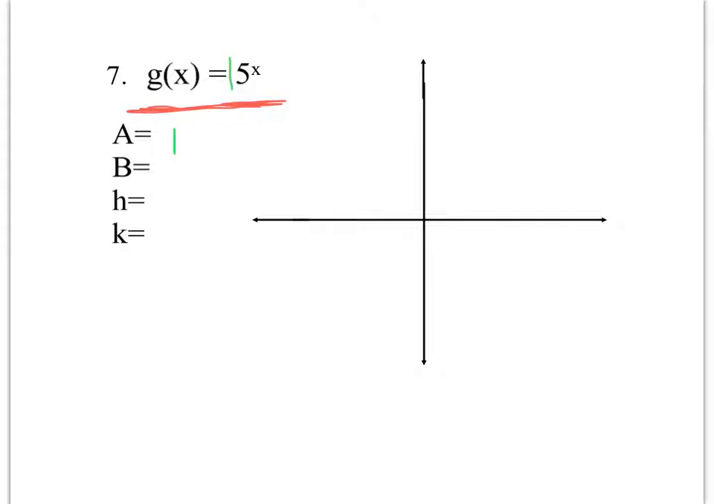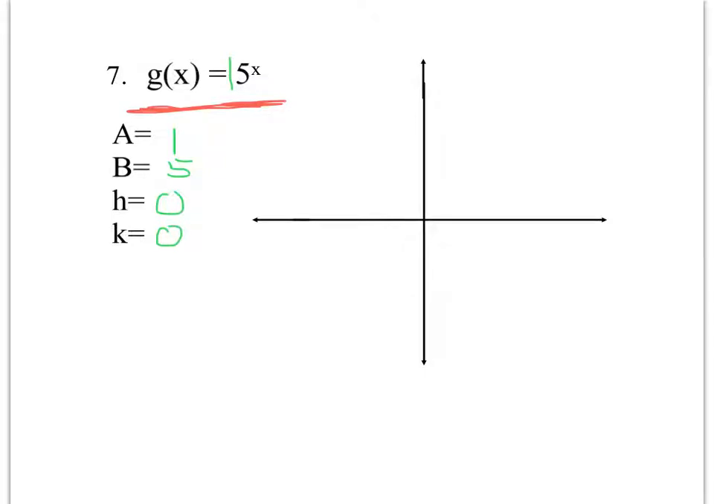Our b here is 5. As we can see, our base is 5. Our h, well, there is nothing in the exponent. Our h is going to be 0. And there's nothing being added to the expression. So k is 0.